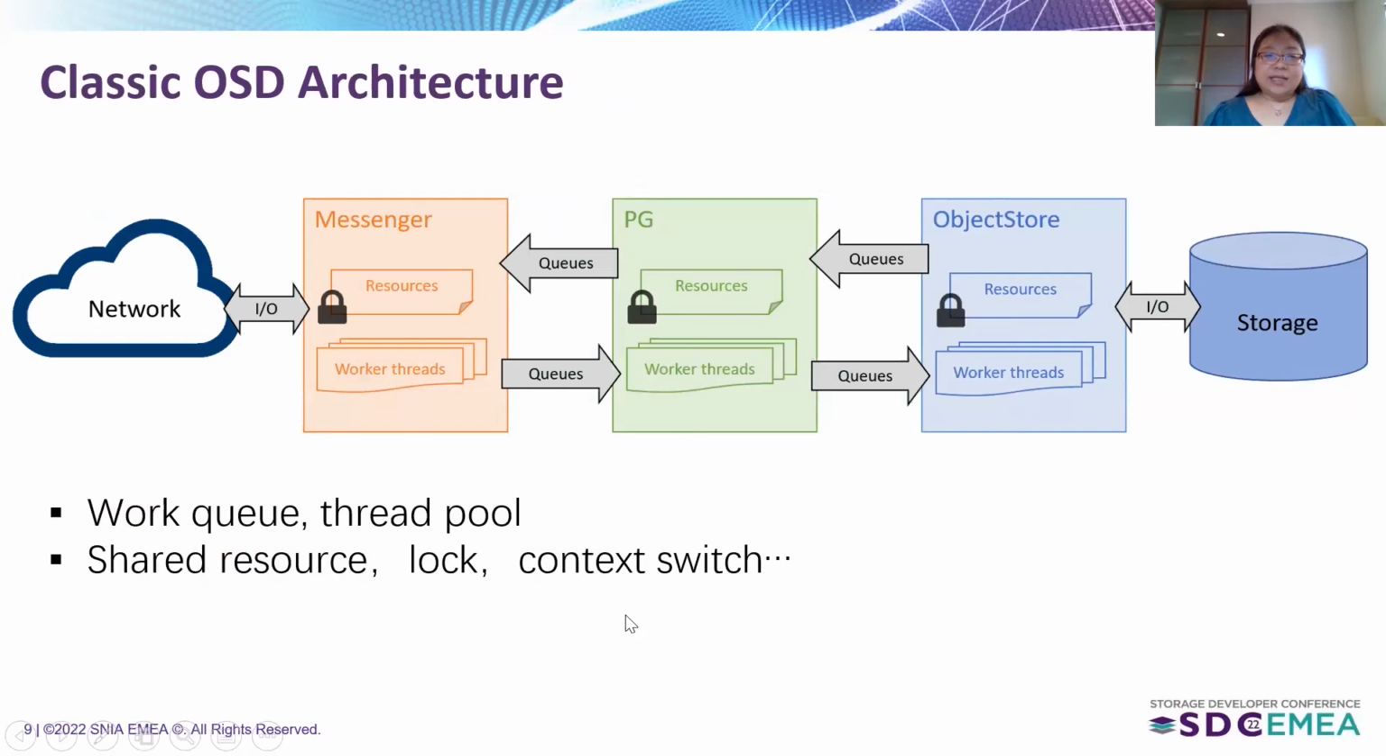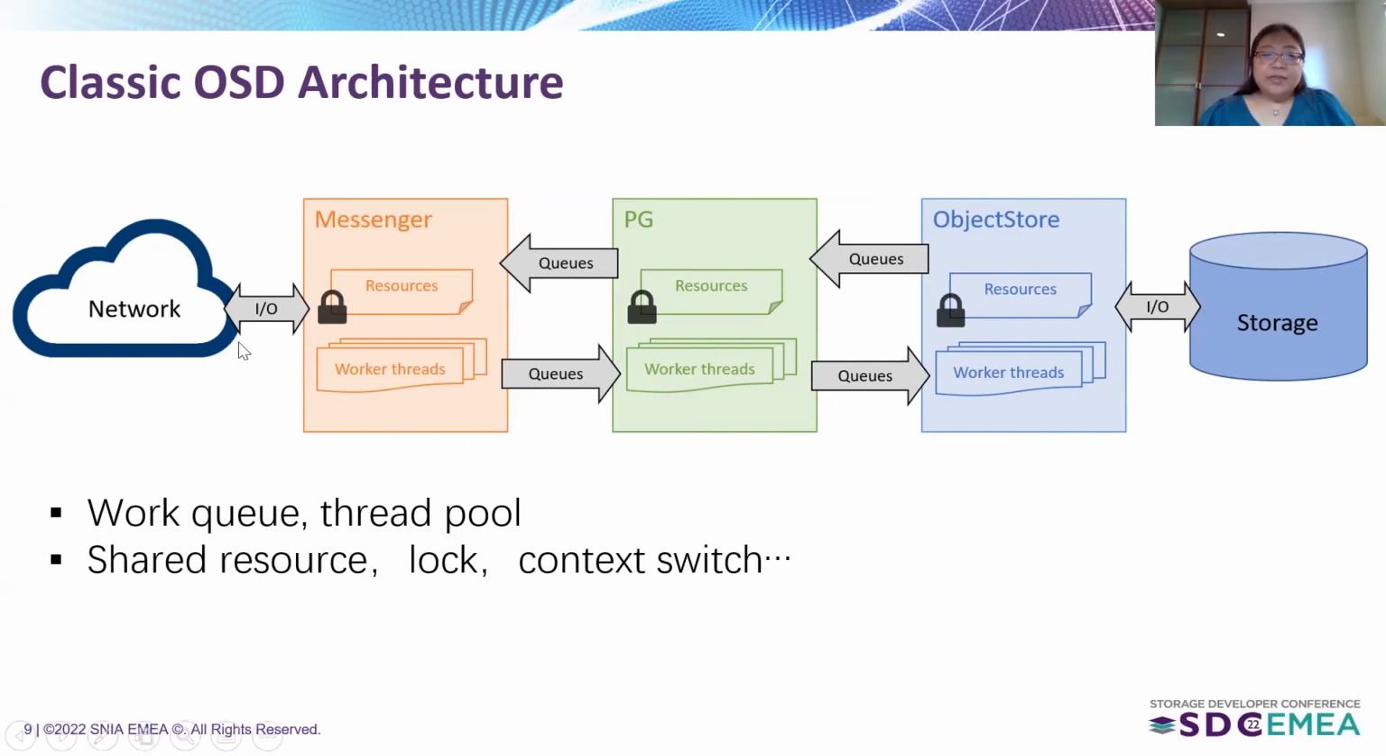In the classic OSD architecture, there are several modules in the OSD. One is the messenger, another is the PG, the OSD layer, and the object store. In each module there is a worker thread pool, and all these worker threads share the resources, and use locks to avoid conflicts. And different threads will be switched onto different CPU cores. So there is a context switch when loading the thread to the CPU cores.